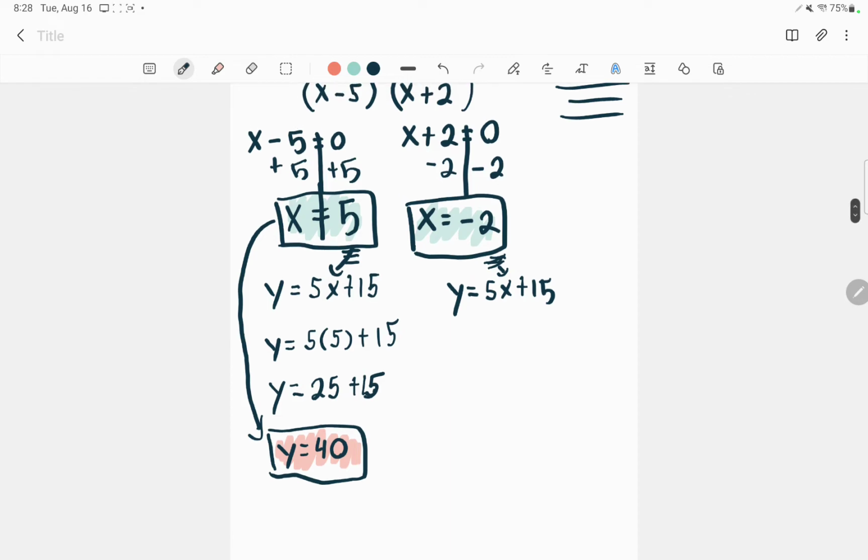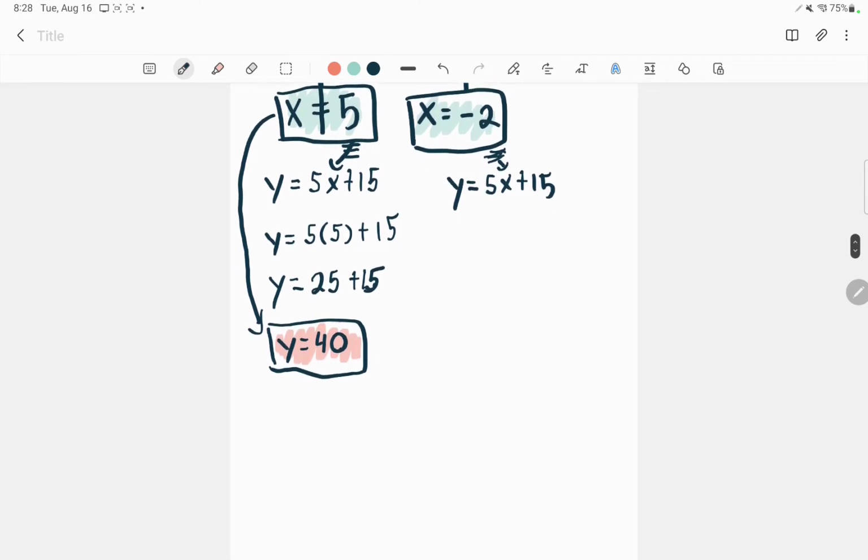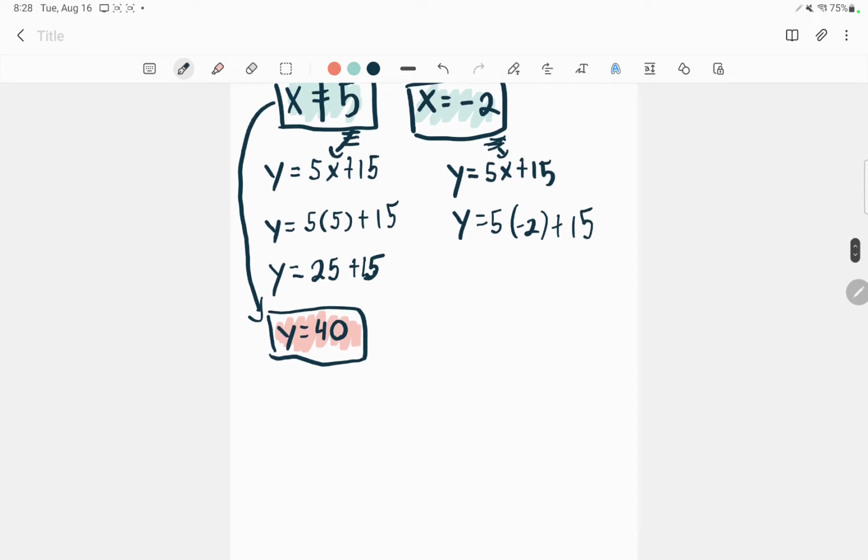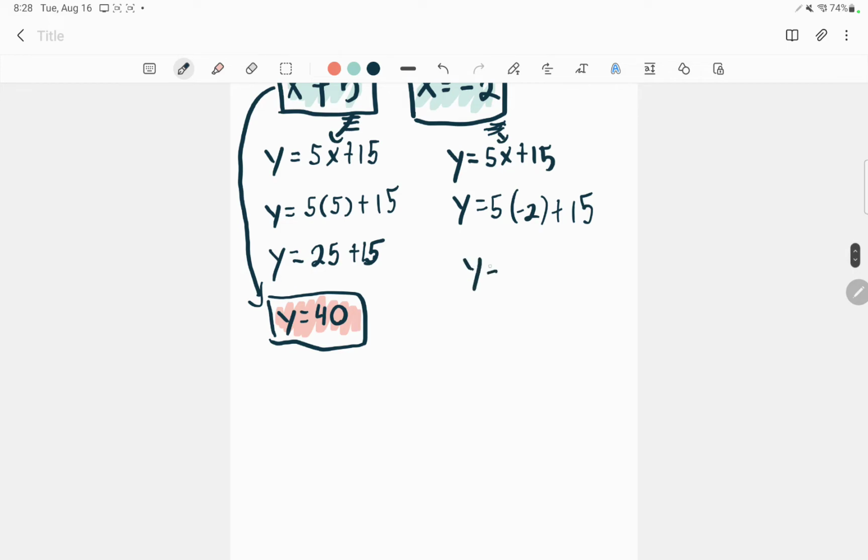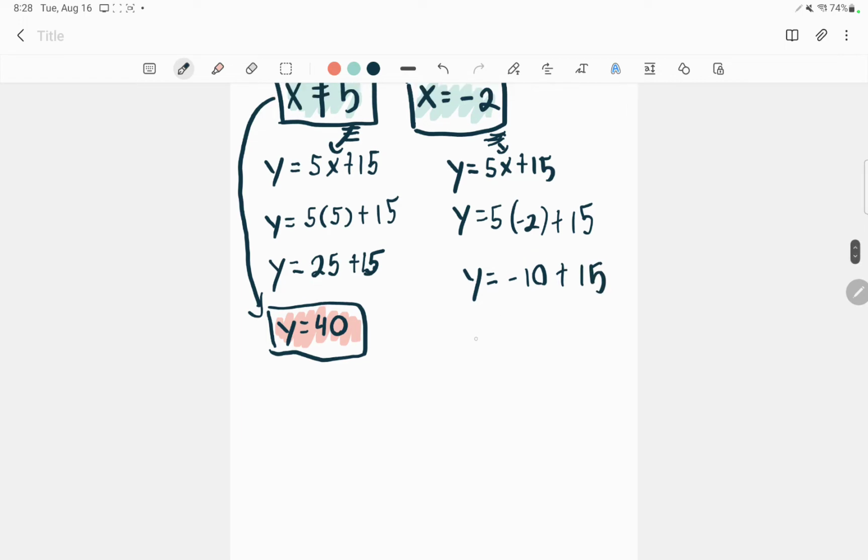Now we're going to do negative 2. I'm going to do the same thing. I'm going to go ahead and plug it in. So y is equal to 5 times negative 2 plus 15. So what is 5 times negative 2? It's going to be negative 10 plus 15. Your answer is going to be y is equal to 5. And that's going to be your answer for the second one.